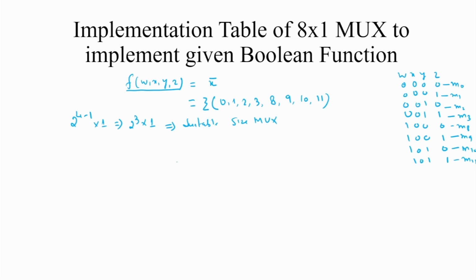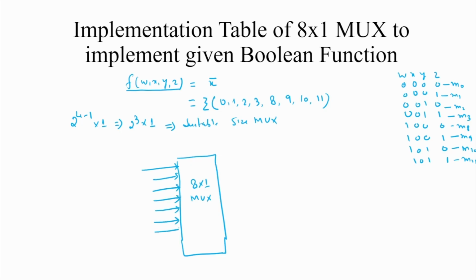2 to the power 3 cross 1 means an 8 cross 1 mux, which is simply designed as an 8 cross 1 mux, and there are 8 inputs: I0, I1, I2, I3, I4, I5, I6, I7, and one output, Y. Here the most significant 3 bits are taken as the selection lines.